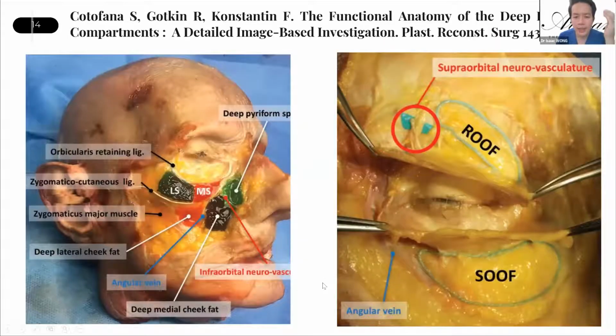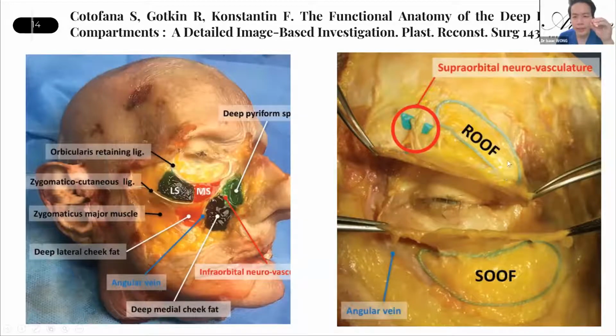This is a cadaver dissection by Professor Kotofana. We can see the compartments are discrete. The deep fat compartments are separate from each other. The lateral SOOF is separate from the medial SOOF, which is separate from the deep medial cheek fat. These are separate compartments, and they are stuck to the bone.